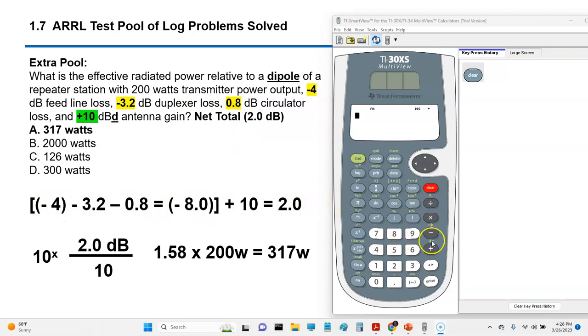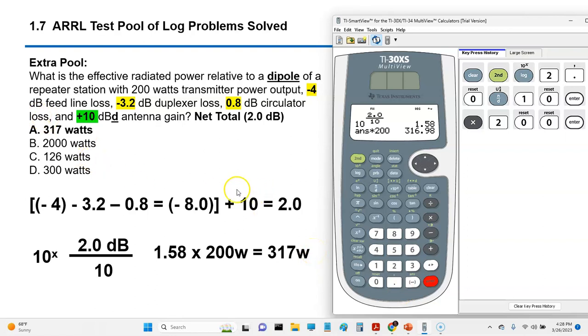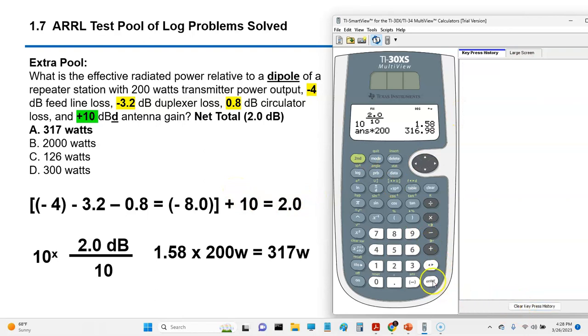All right, now we'll do the math. We'll do second log of 2.0 divided by 10. That's going to give us a multiplying factor of 1.58, and our power is 200 watts. That's going to give us 317 watts at the antenna, effective radiated power. All right, so that's how we do that one.